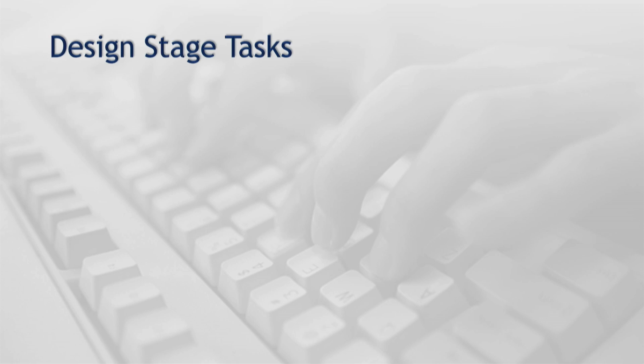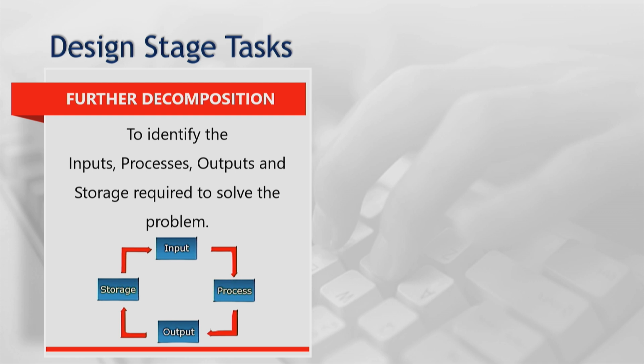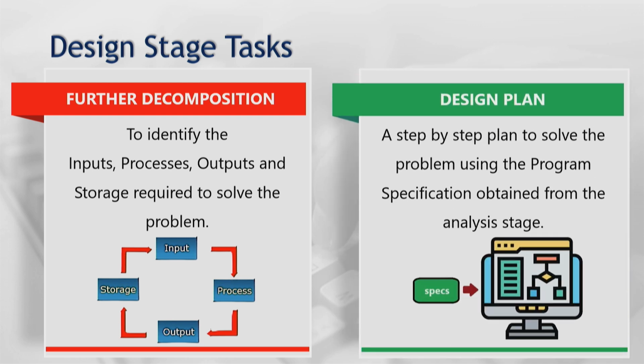Next comes the design stage. Two tasks are carried out during this stage. First, the problem is further decomposed, that is broken down into specific components. We will see what these components are in the next slide. Secondly, a design plan is produced. The design plan is a step-by-step plan to solve the problem, and it is drawn based on the program specification obtained from the analysis stage.